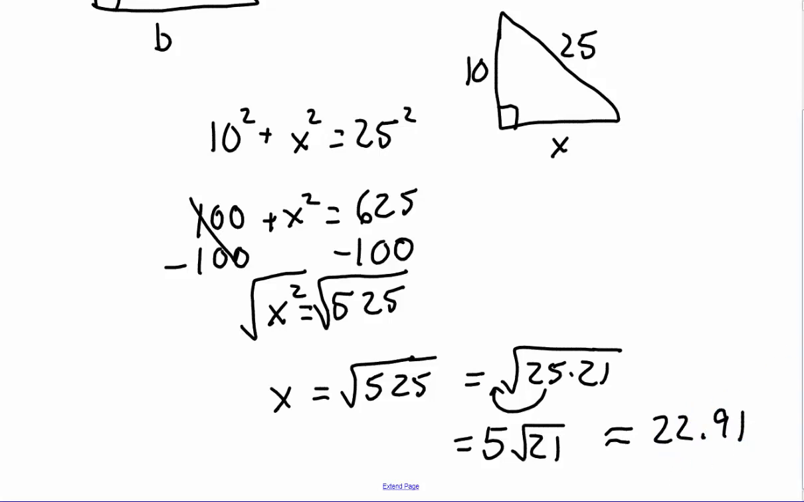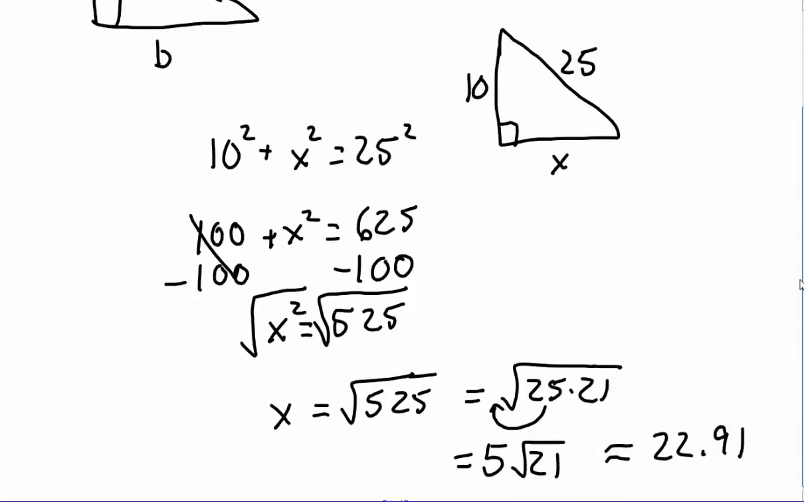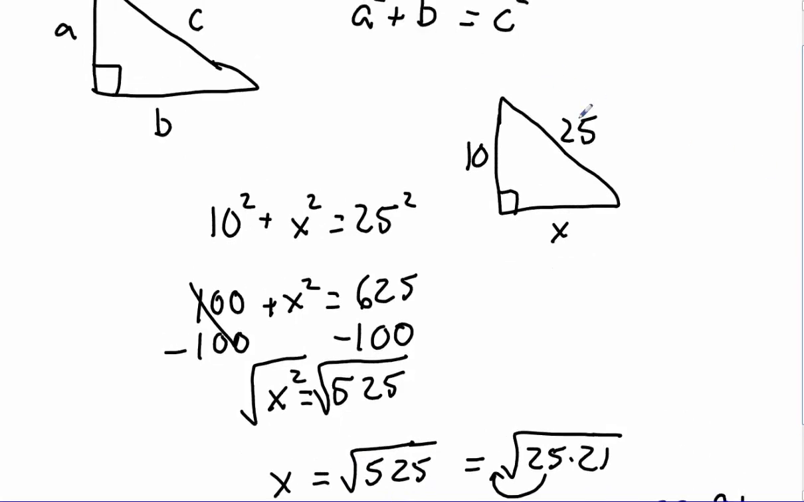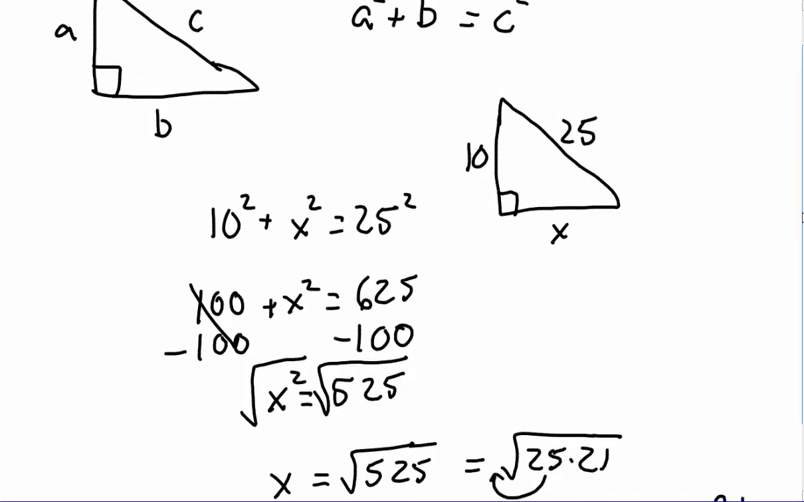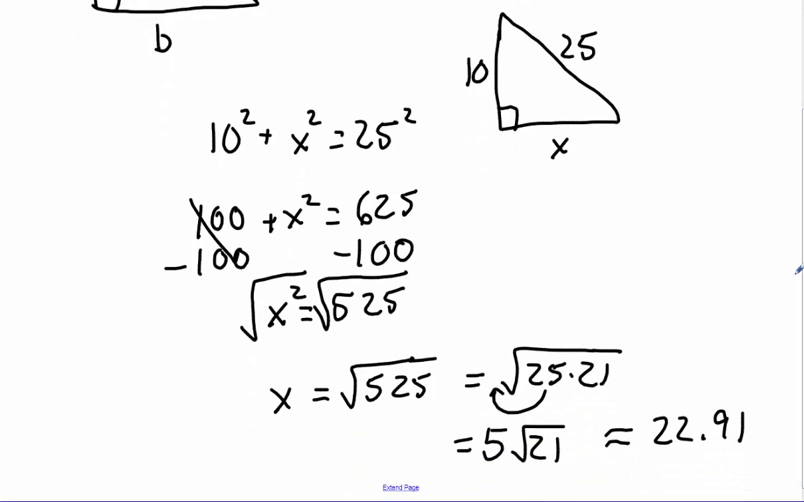Okay. And again, this is the third type of problem that goes with the Pythagorean theorem. You're given the hypotenuse and a leg. You need to find the missing leg. This requires the most algebra, but then again, algebra is nothing hard. You guys are pros at it.